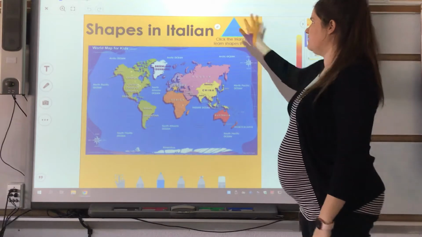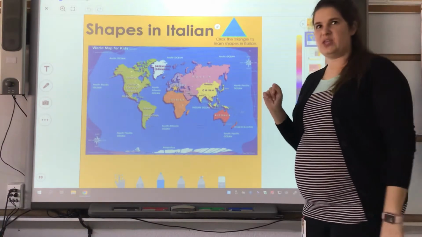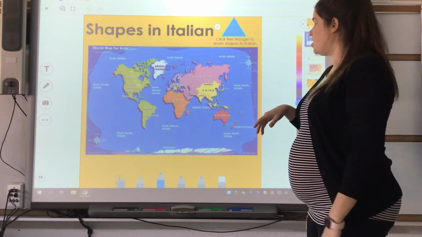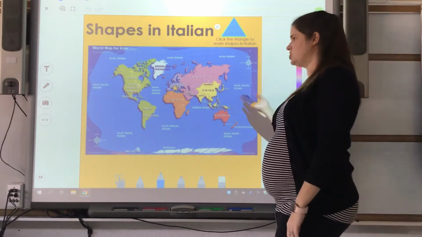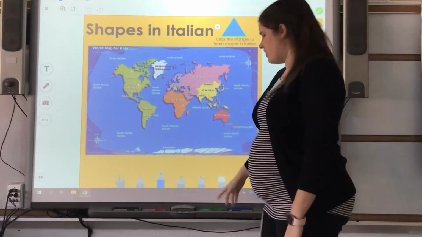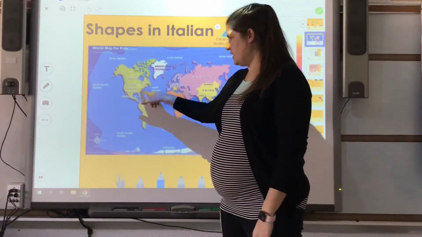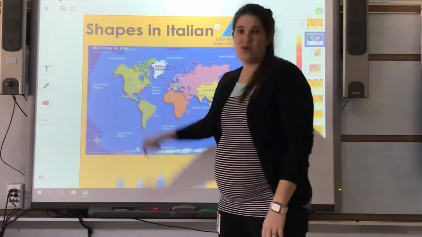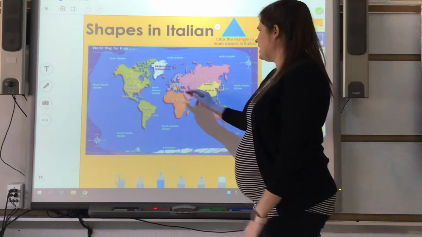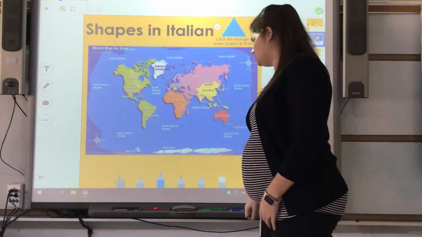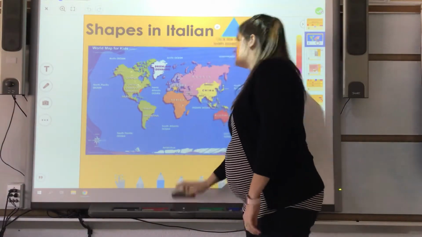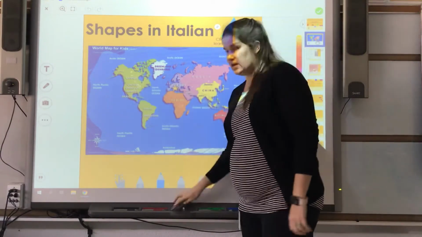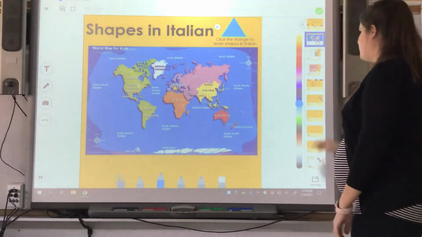Here, by clicking the triangle in the top, you can learn how to say the shapes in Italian. So over here we have our map. We have the United States. If you look very, very closely, we're in Greenville, North Carolina. And Italy is right here where this star is. So like I said, if you click that link up there, you can hear how to say the shapes in Italian.